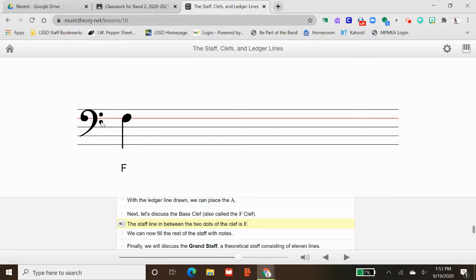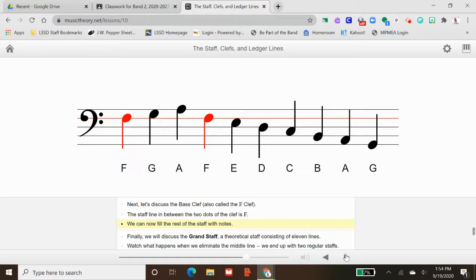So now the bass clef, it's also the F clef. So the F clef, bass clef, it's because this line has the dot on the top and the dot on the bottom of the bass clef, and this is the F line. So that's why it's called the F clef. And we can fill in all the rest of the notes.